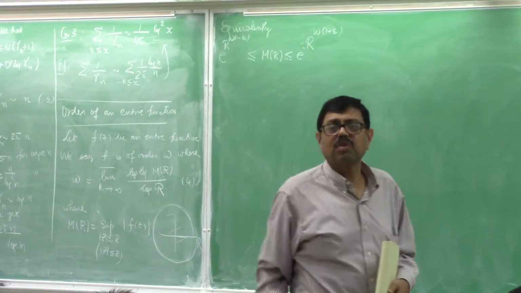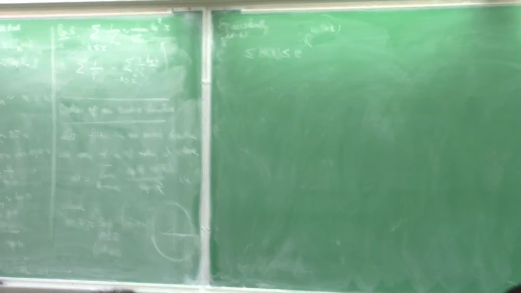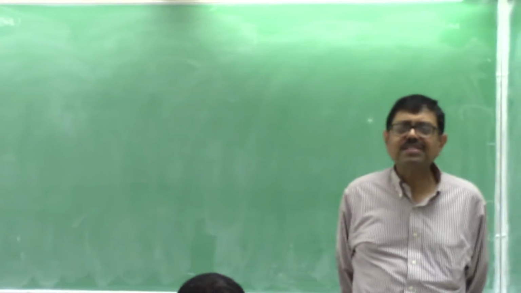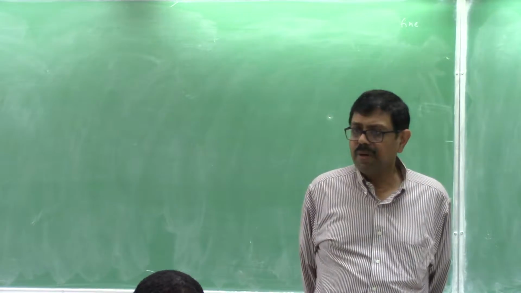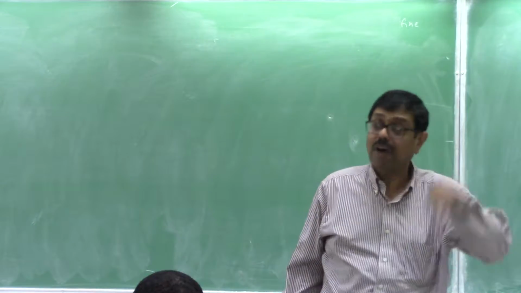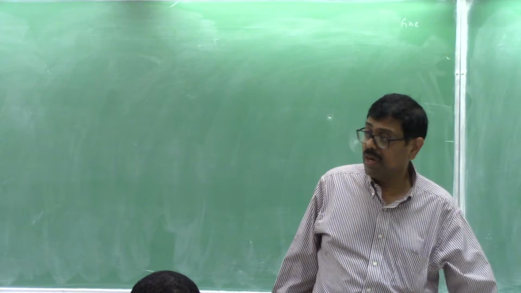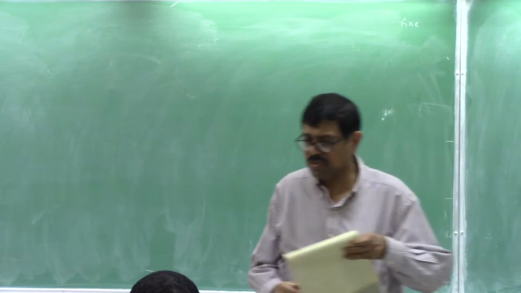It's a double exponent. So when you say you have an entire function of order 2, it grows no faster than e to the r to the 2 plus epsilon, but it definitely grows faster, the m of r grows faster than e to the r to the 2 minus epsilon. So that's what the order of an entire function is.